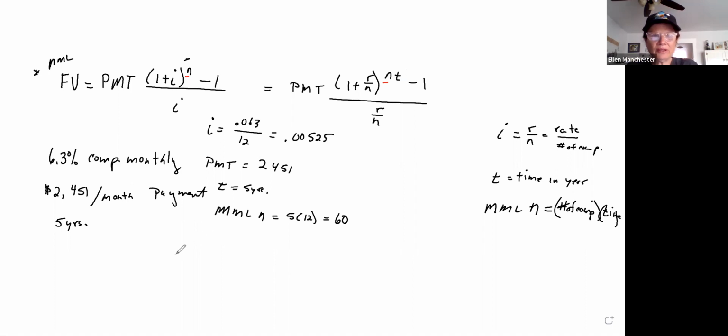All right, so let's set this up. So we are looking for future value. The payment is 2451. I'm going to multiply that by 1 plus my I raised to the 60 minus 1, that's all over that, and then over I, 0.00525. Okay, order of operations. Here's what you're going to do. You are going to do inside the parentheses first, and then raise that number to the 60th.